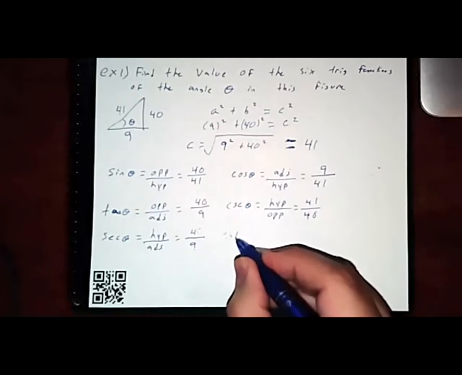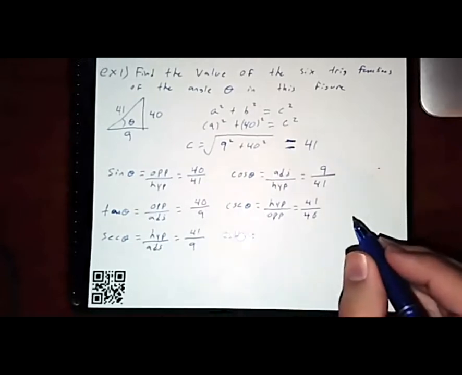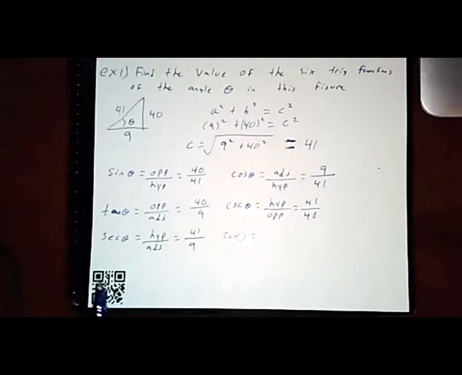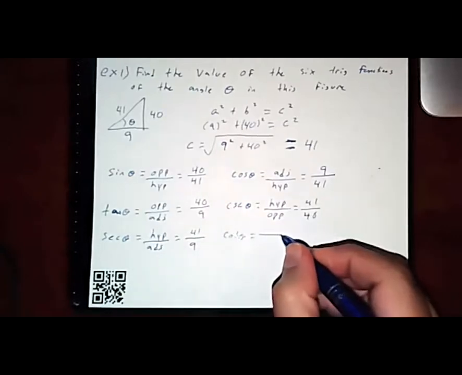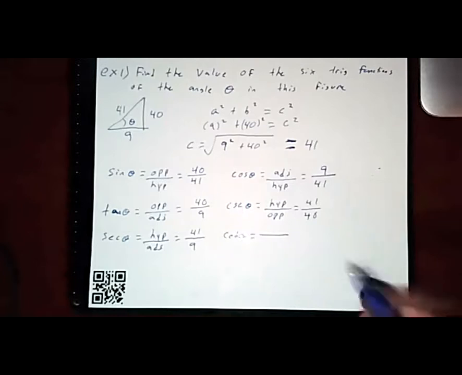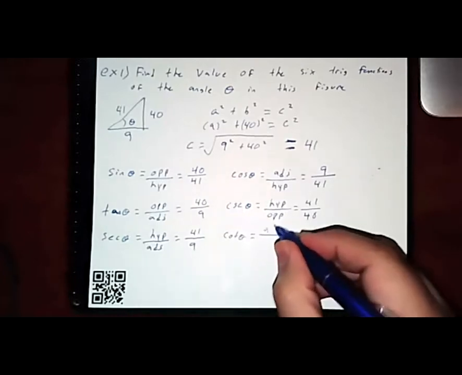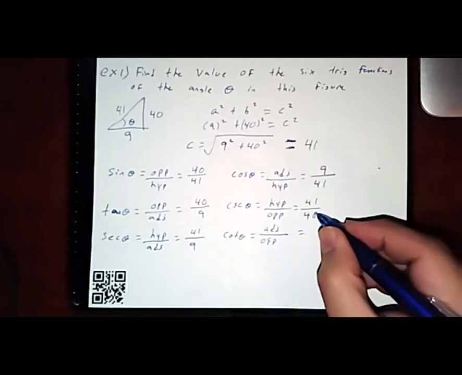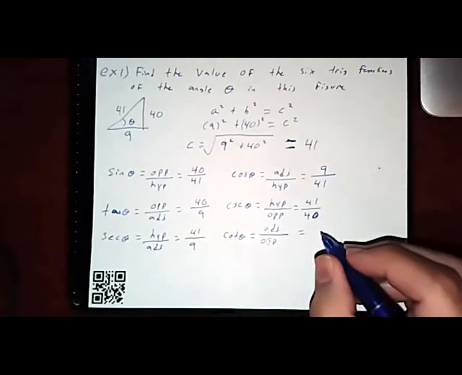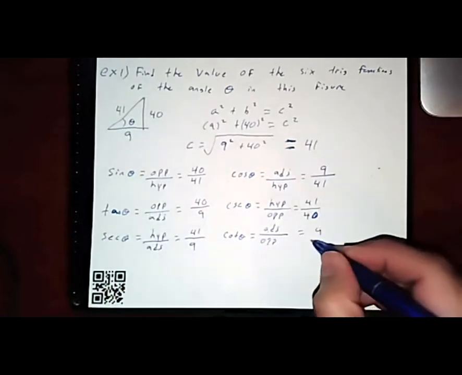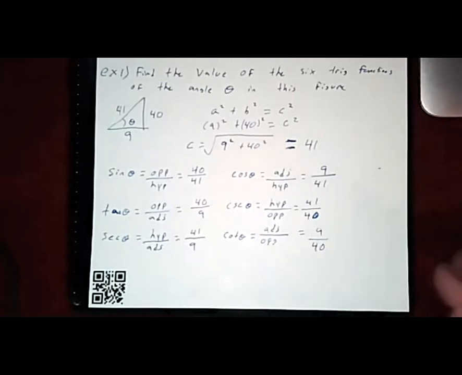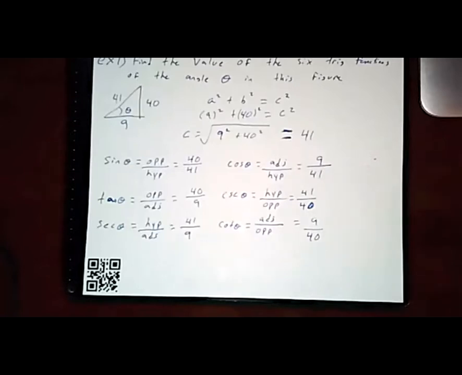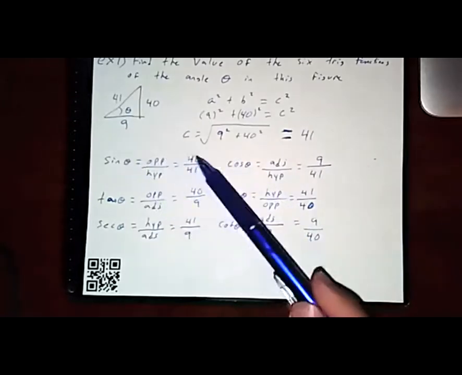Last one, cotangent. Adjacent over opposite. Okay, so adjacent is the one next to it, so 9 over the opposite, 40. So those are the 6 trig functions. So whenever they say find all 6 given a triangle, well, they mean this, the ratios.